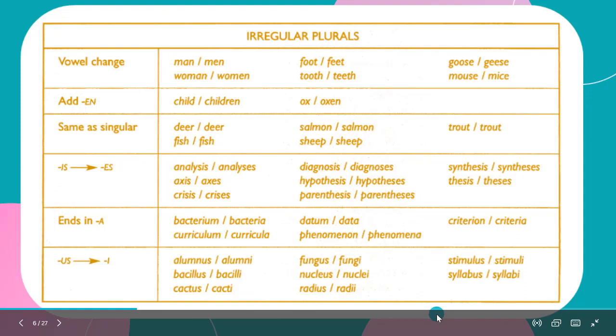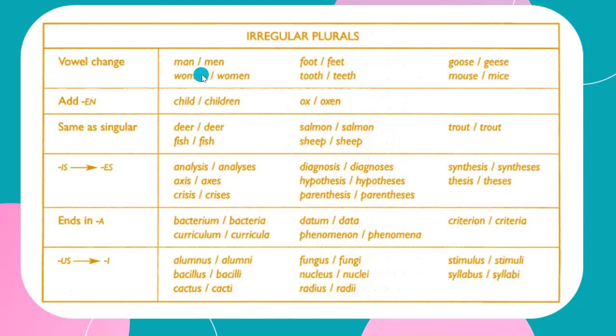there are several changes for irregular plurals. For example, vowel change: man to men, and woman to women, and foot to feet, tooth to teeth, goose to geese, mouse to mice. So the vowel is changing: a to e, a to e, double o to double e, and then this one also ou becomes i. And the ending of n, for example, child is not childs, but child to children, and ox to oxen.